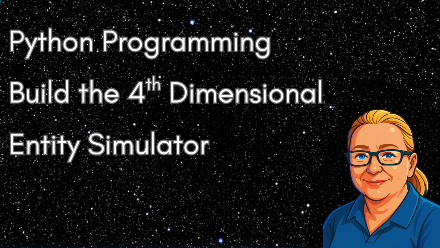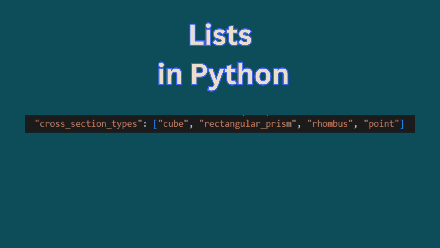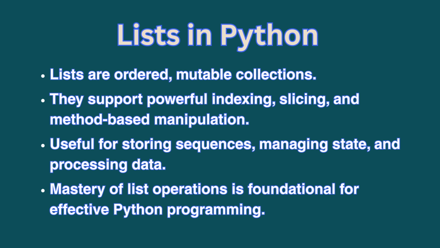Now I want to focus on something new we're adding to our dictionary. Notice this line here, cross-section types. Those square brackets in the value area of that line, where cross-section types is the key, tell us we're creating a list. This is Python's way of storing multiple related items in a specific order.